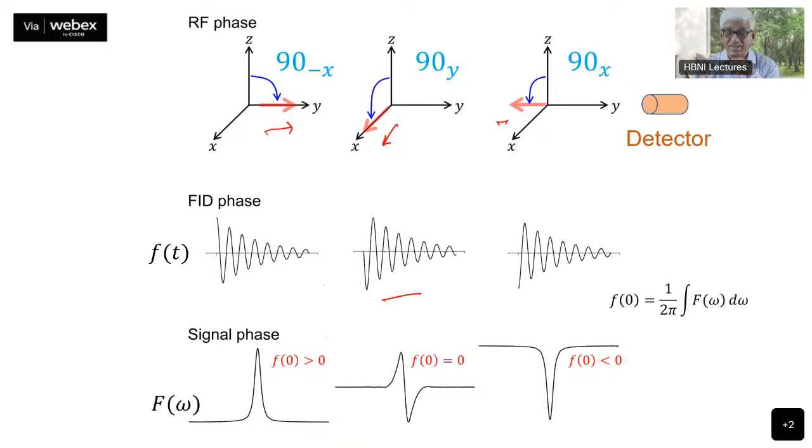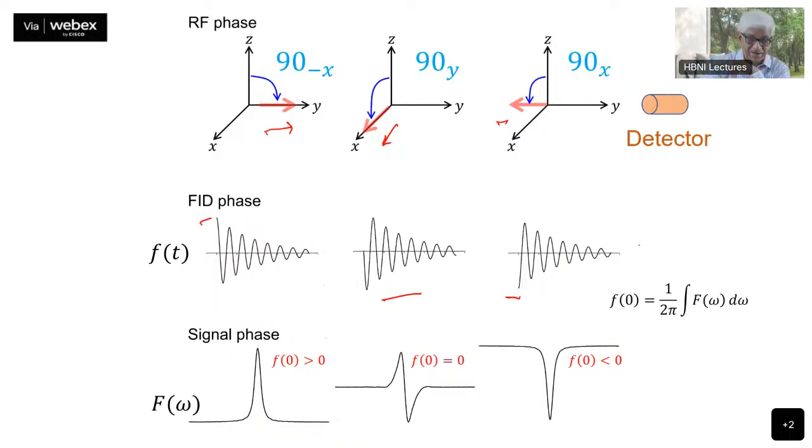Okay. And the third one is then now the magnetization is along the minus y-axis. Therefore, it starts here. The first one, the FID starts here. The third one, the FID, initially the magnetization is oriented along the minus y-axis. Therefore, it starts with the minus value, goes up and then comes down and it decays. What does it mean in terms of the spectrum?